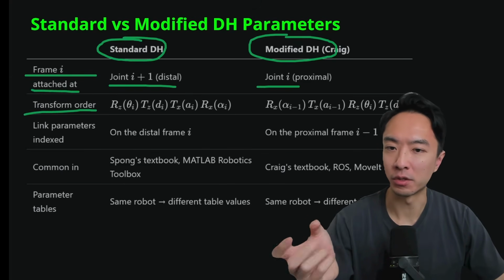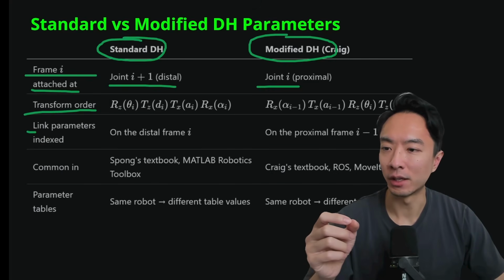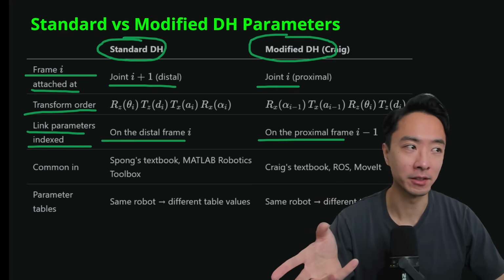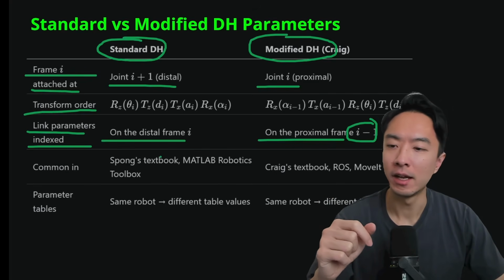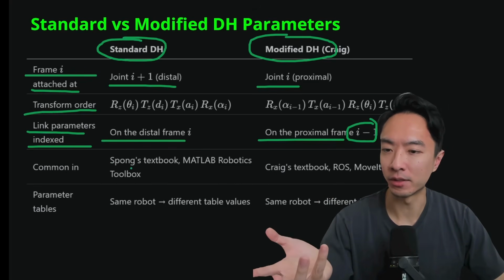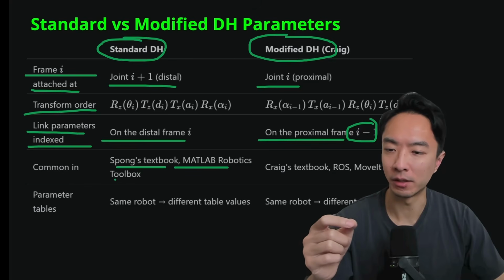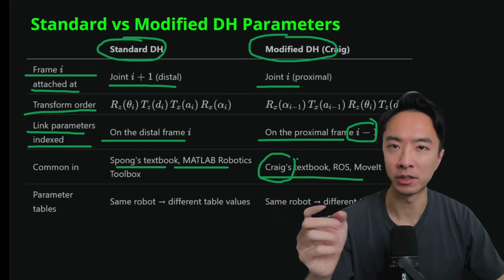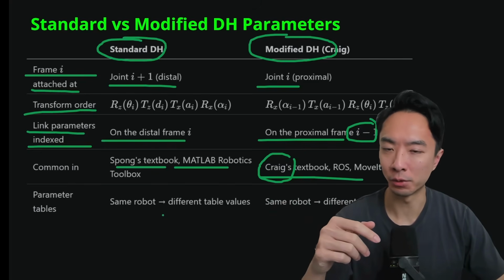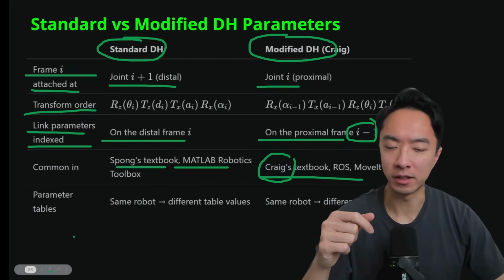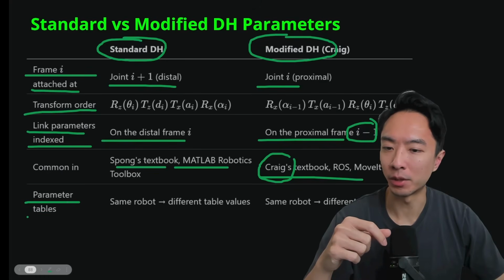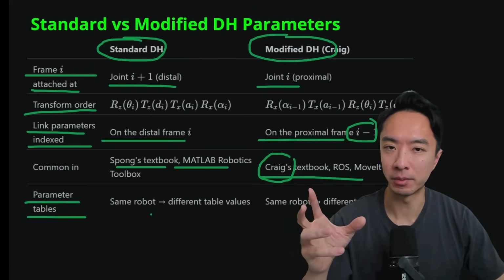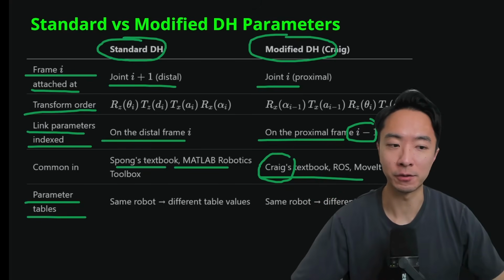The transformation order is also going to be a little bit different. We have the link parameters index. So on the distal frame is i. For the modified, it's going to be i-1, here you can see. And then it's common in these textbooks like Spong's textbook, MATLAB Robotics Toolbox. For the modified, it's going to be in the most popular textbook, Craig's textbook. That's the one that I went through most of it through college. That's a pretty common one. And then the parameter tables, you're going to see it's going to be basically the same structure, but it's just the way it's referenced is different.